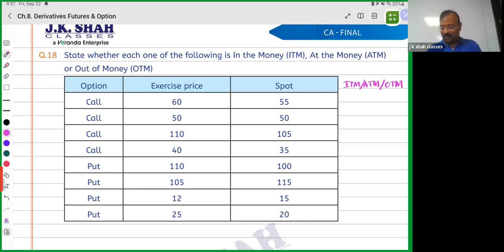Okay. Call with a strike price of 60. Spot is this, out of the money. This is OTM. ATM. OTM. OTM. This is a put, right? ITM. OTM. OTM. ITM. This one is the same, ITM.